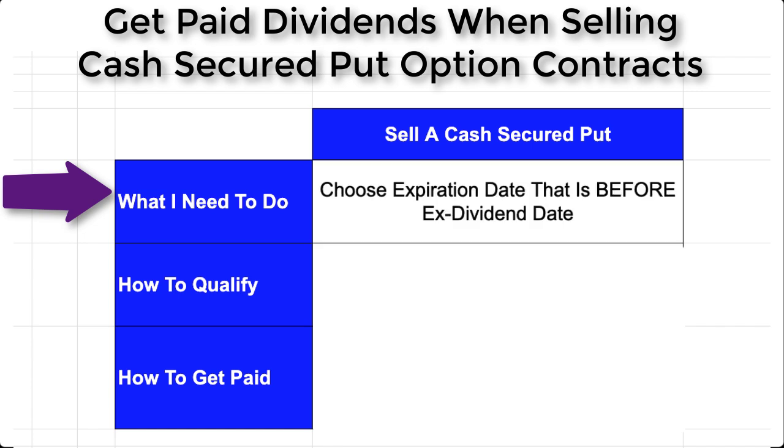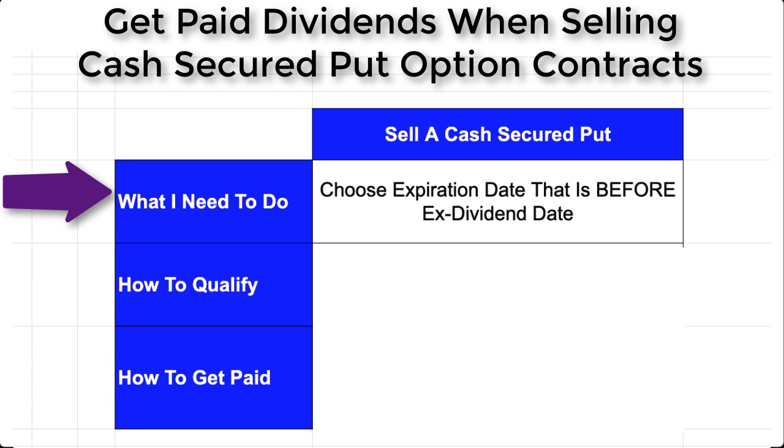So the first thing to do when I sell my option contract is to choose an expiration date that is before the ex-dividend date. And that's because if my option contract gets exercised and I get assigned the shares, I want to make sure I own the shares before the ex-dividend date. Which brings me to the next step.